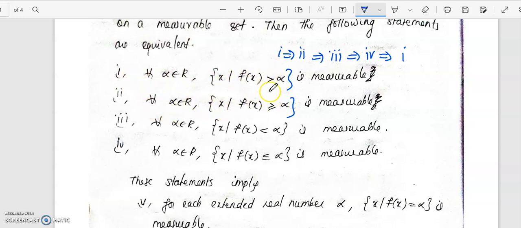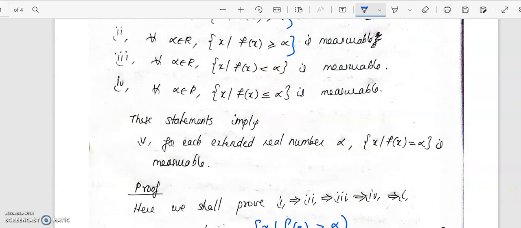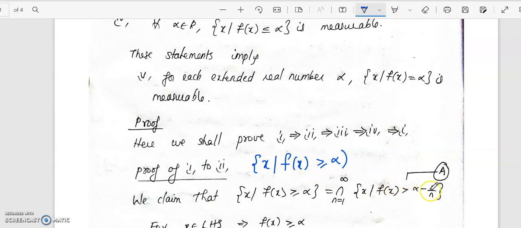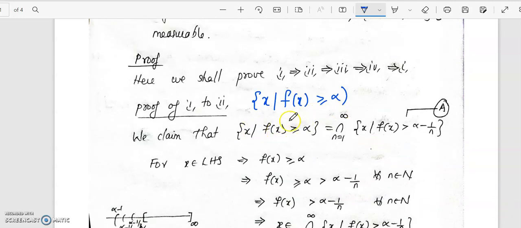So a set of this form is measurable. So if this is equal to this, it will be measurable. When we take the intersection of measurable sets, again that will be measurable. So our proof will hold. So this set is also measurable. This is equal to this. Okay, so then we can conclude that this set is going to be measurable.